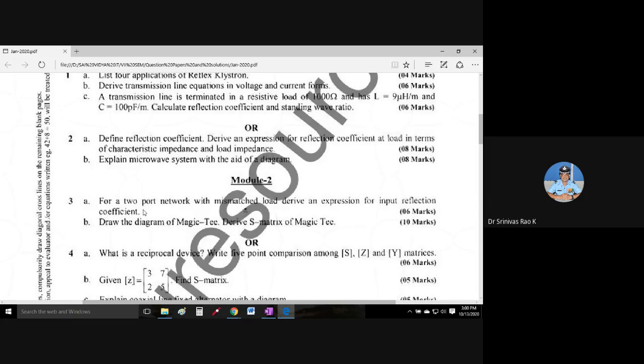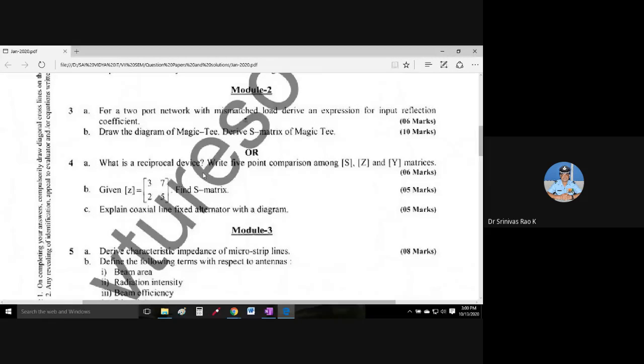And there have been certain other questions like this, but I don't want that. Only 2 you try to solve. And this is another question, but I don't want to solve it, I'm just going to show you. What is a reciprocal device? Network device, this thing will remain same. And write a 5-point comparison among S parameters, Z parameters, Y parameters. We have done Z and Y, so for S parameters it is just a comparison. We know that Z and Y are inverse. And we will also see what the S parameters are in the next class.